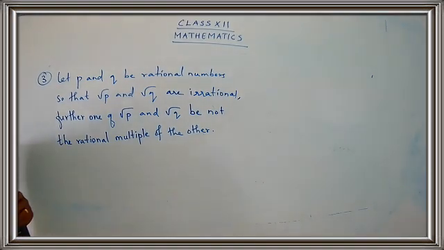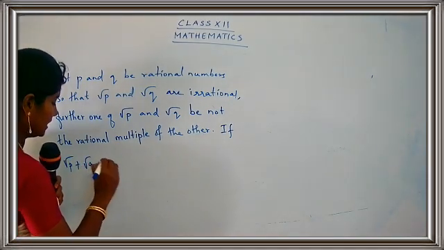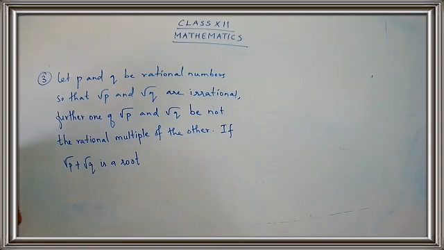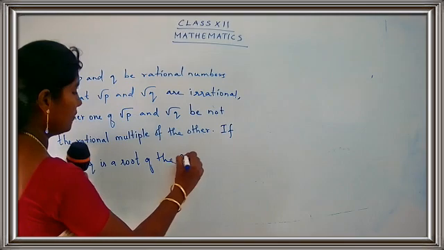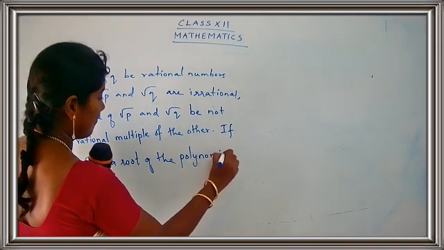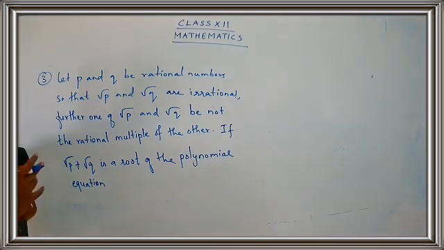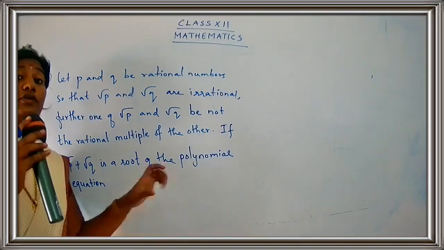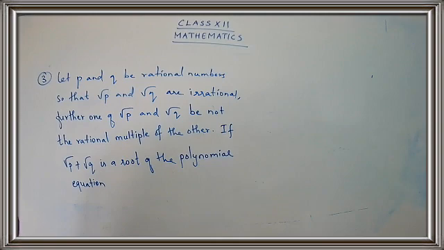Now write down: if root P plus root Q is a root of a polynomial equation, again here they are saying it's with rational coefficients. So you are going to consider a polynomial equation with only rational coefficients. You are not going to consider irrational coefficients. Polynomial equation with rational coefficients.